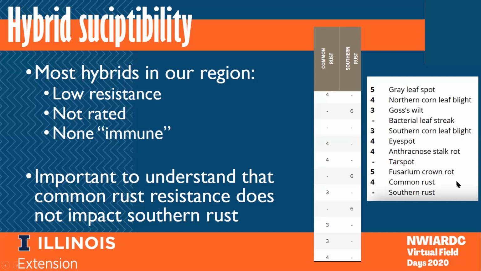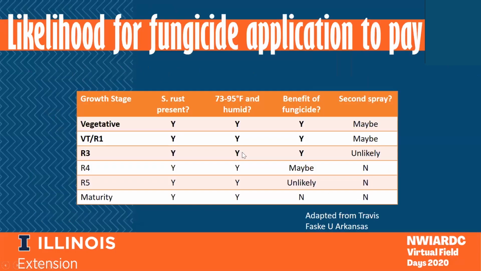So make sure you're clear when you're looking at your hybrids what you're looking at and what to expect from it. These are just some examples I pulled offline of what some of these ratings might look like. This one here was rated for common rust and no southern rust, and some of these have southern rust and no common rust, or vice versa. So it's just an idea of what you need to be looking out for.